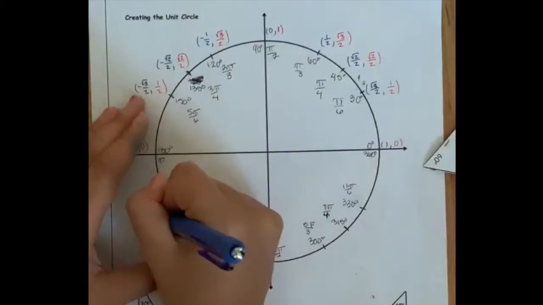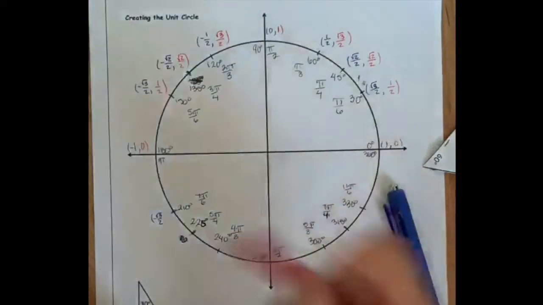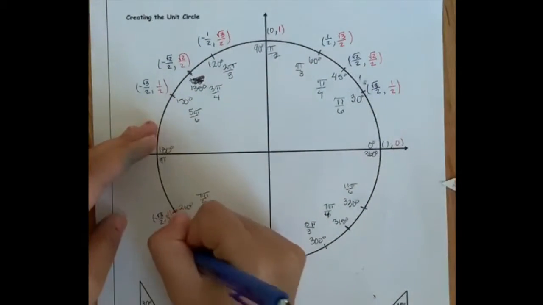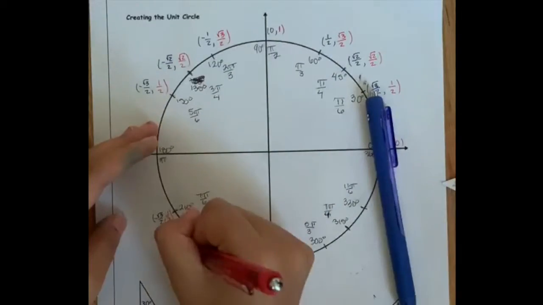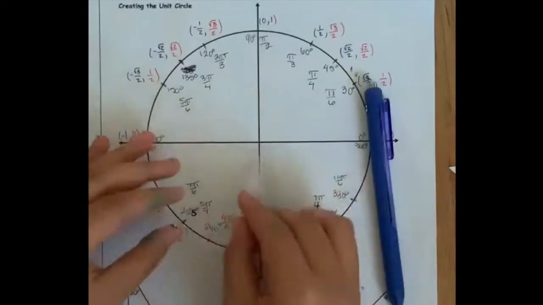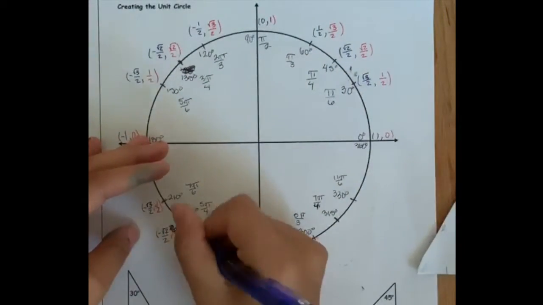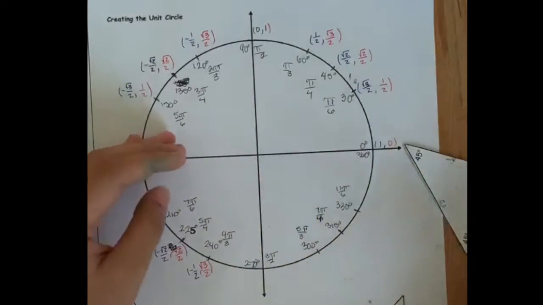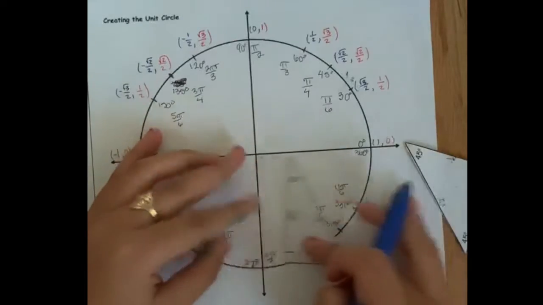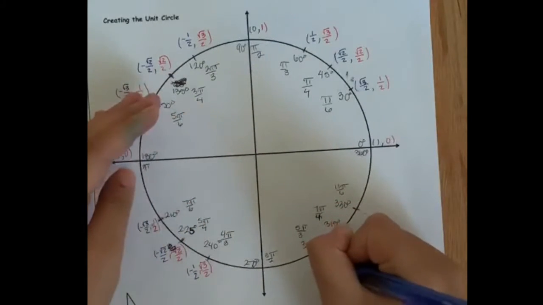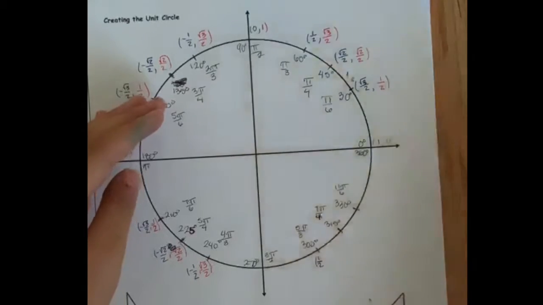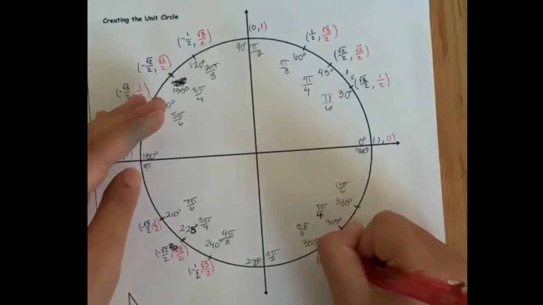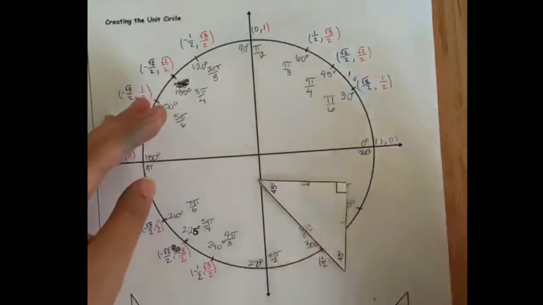As far as the third quadrant, sine and cosine are both negative. At a 210-degree angle, cosine is negative square root 3 over 2, and sine is negative 1/2. At a 225-degree angle, cosine is negative square root 2 over 2, and sine is negative square root 2 over 2 as well. At a 240-degree angle, cosine is negative 1/2, and sine is negative square root 3 over 2. When the angle is at 270 degrees, cosine is 0 and sine is negative 1.